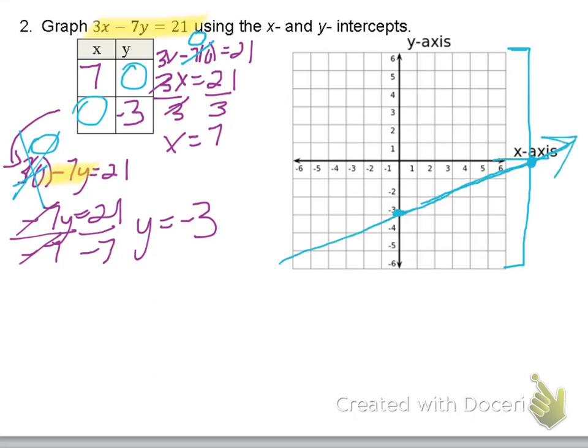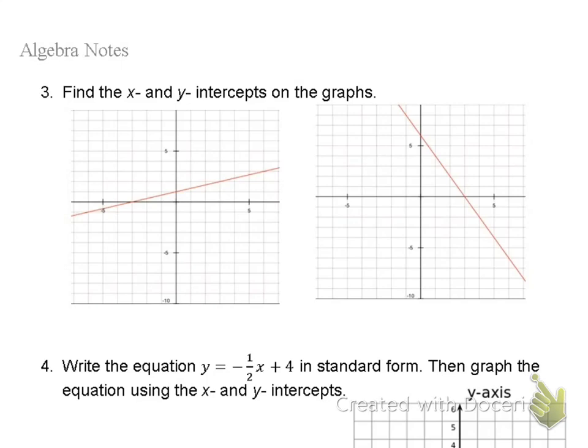And draw our line. And there we have it. The next example, we're just going to find the x and y intercepts on the graphs. They're already graphed for us.